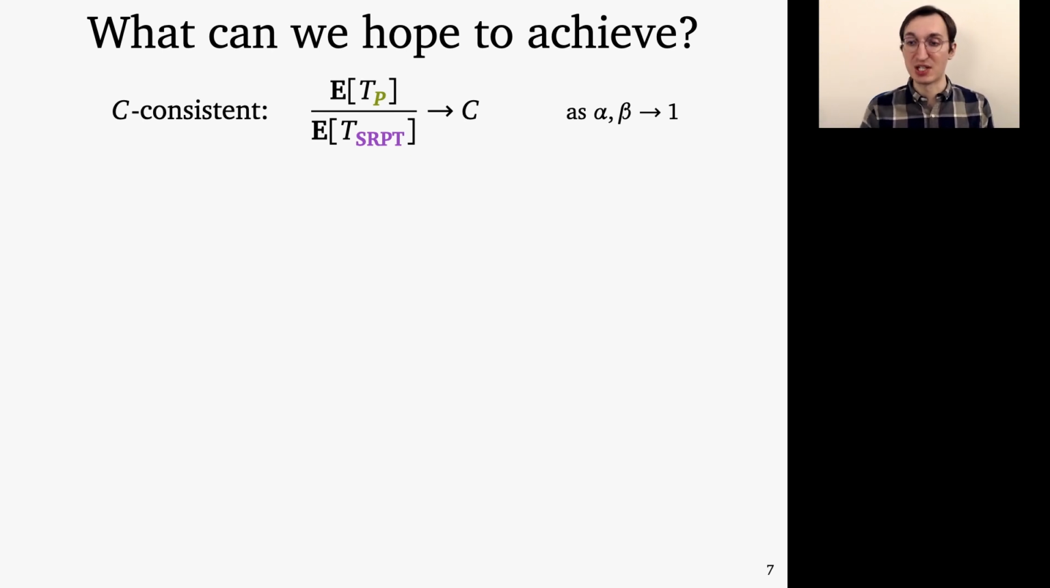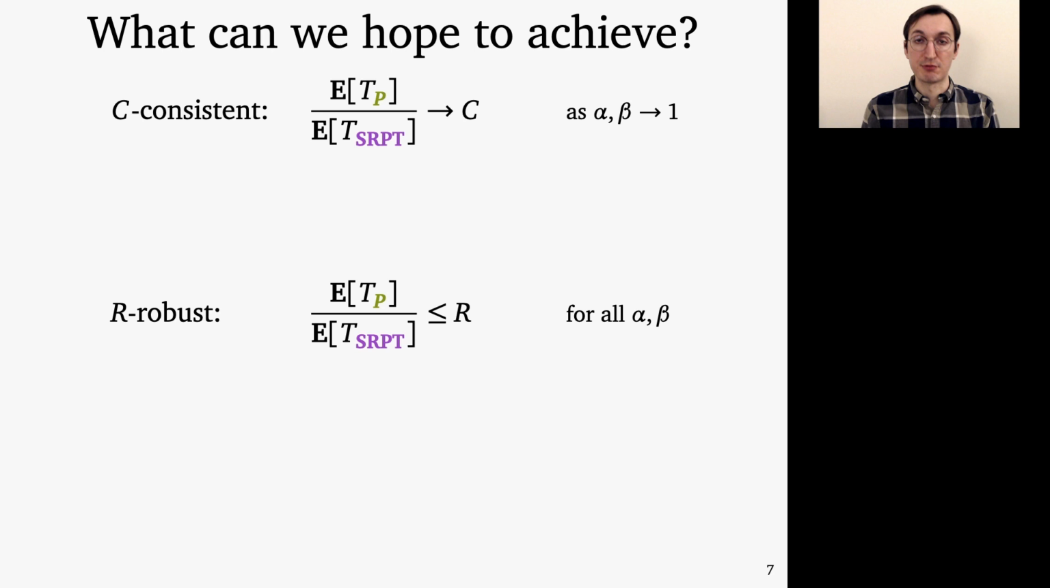What if there's tons of noise? What if the predictions are almost useless? A goal that we'd aim for in that setting is robustness. Formally, we'll define robustness as saying P is R robust if its approximation ratio is always at most R for all alpha and beta. Unfortunately, it turns out robustness, at least for constant R, isn't achievable in our setting. And so we can't hope for robustness.